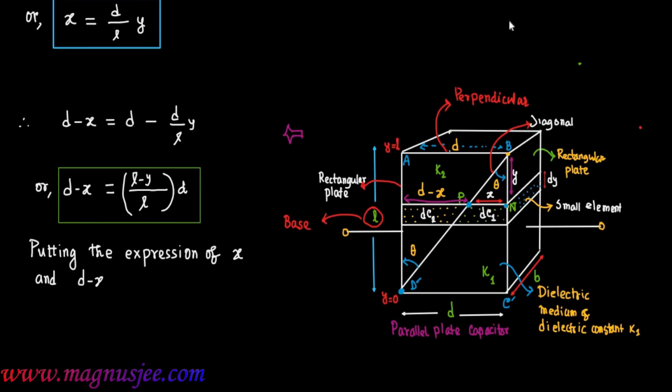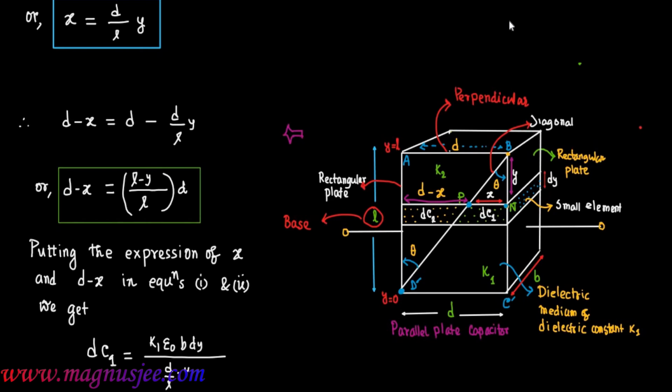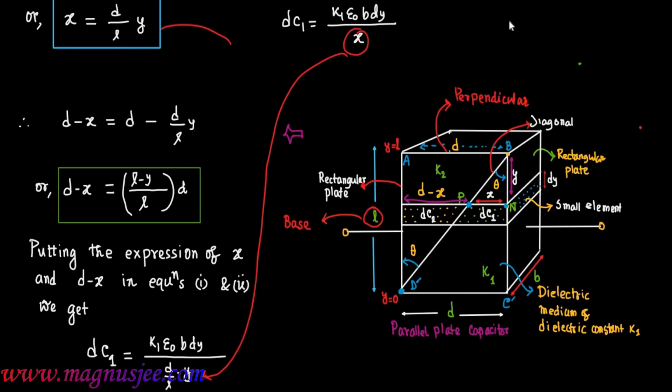of x and d minus x in the equations 1 and 2, we get dC1 as equal to k1 epsilon 0 b dy divided by x. Now putting the expression of x as (d by L) into y, we get dC1 as equal to k1 epsilon 0 b dy divided by (d by L) into y.